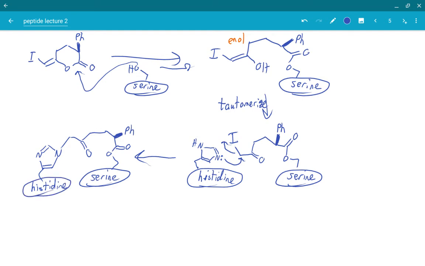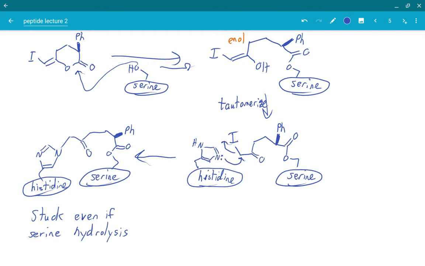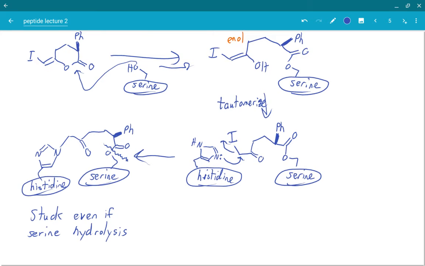So I get a structure that looks like this. And you can now appreciate that we're stuck here even if the serine hydrolyzes out the ester, right? So I can cleave this bond just fine if I really want to. But again, there's no way to cleave this new NC bond, which is just a simple alkylamine.